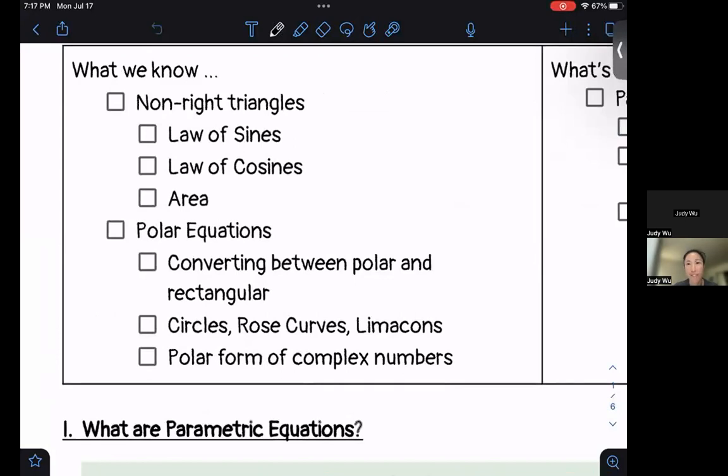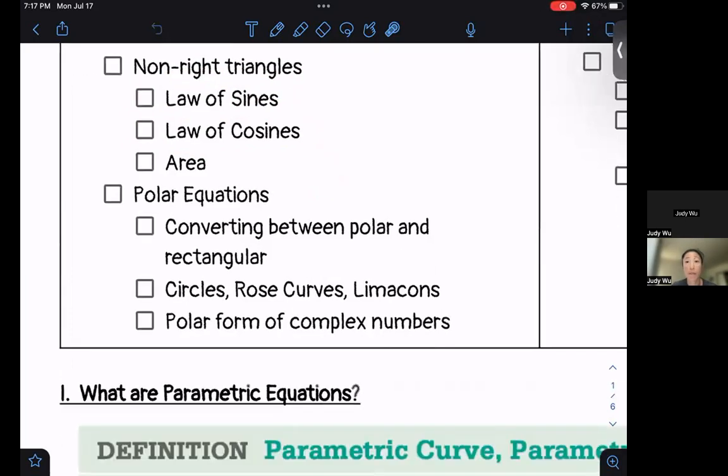So far in this chapter 8, we've gone through quite a few different applications of geometry. For example, we've learned how to handle non-right triangles. We've looked at law of sines and law of cosines. They allow us to find angles and sides in a triangle that doesn't have to be right. And we've learned also how to find the area of triangles that aren't necessarily right triangles.